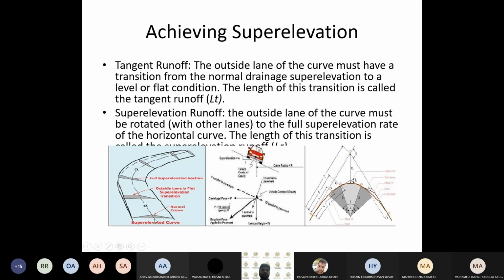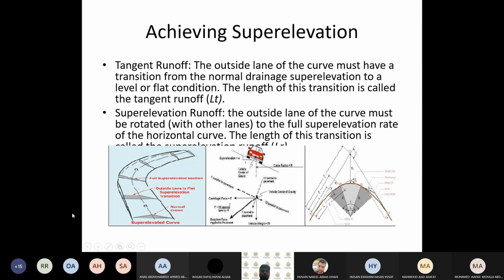Okay, so tangent runoff is converting the slope of the outside edge of the road to flat. Whatever is the normal slope of the road, normal means whatever you have before providing super elevation. So there is a normal slope of the road for drainage. To convert that slope of the outside edge into a flat surface, this is known as tangent runoff. From here to here it is tangent runoff.